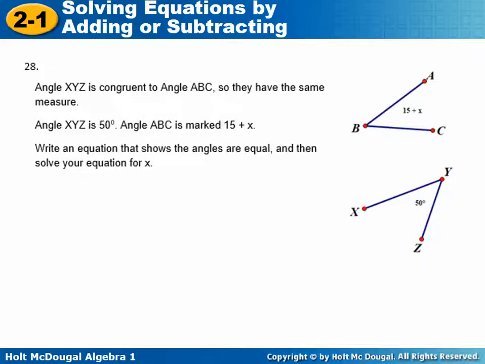Here we have angle XYZ, that's this one down here, is congruent to angle ABC. So they have the same measure. If two angles are congruent, they have the same measure. Angle XYZ is 50 degrees. Angle ABC is marked 15 plus x. Well, if they're congruent, we know that 15 plus x is equal to 50. So your first step here is to write that 15 plus x is equal to 50. They're congruent, so their measures are equal. And then you're going to solve this equation for x.